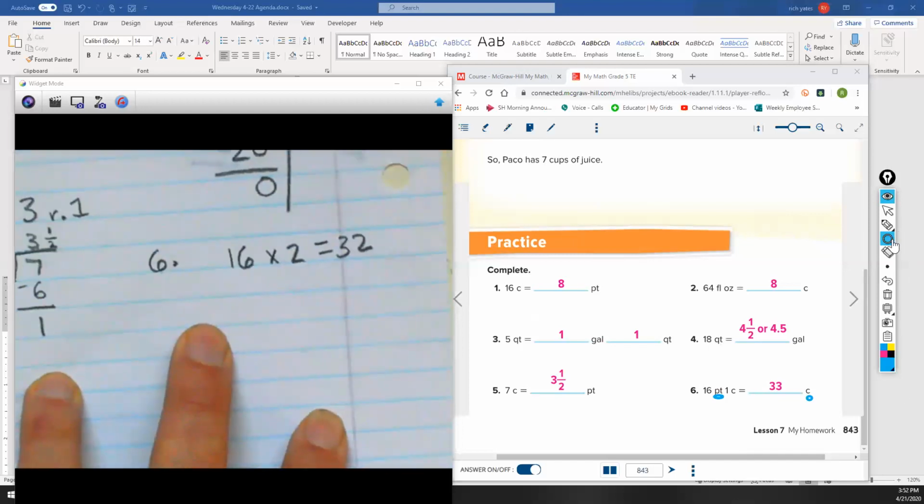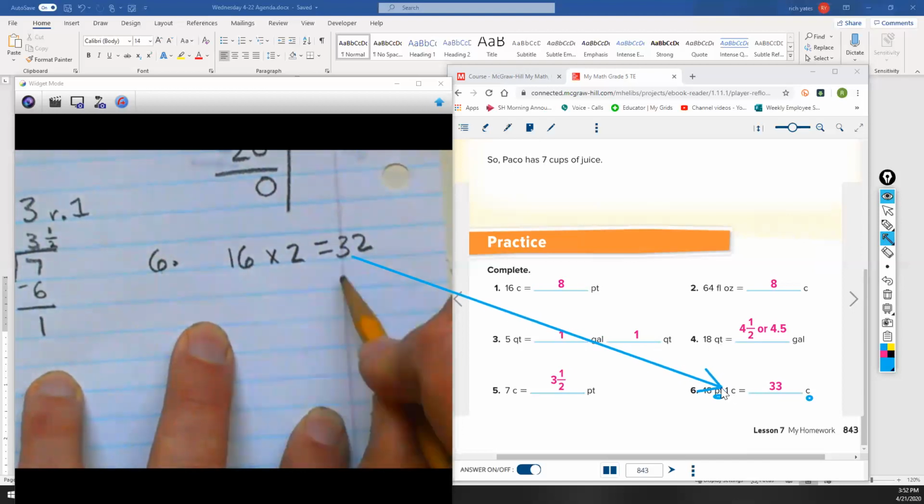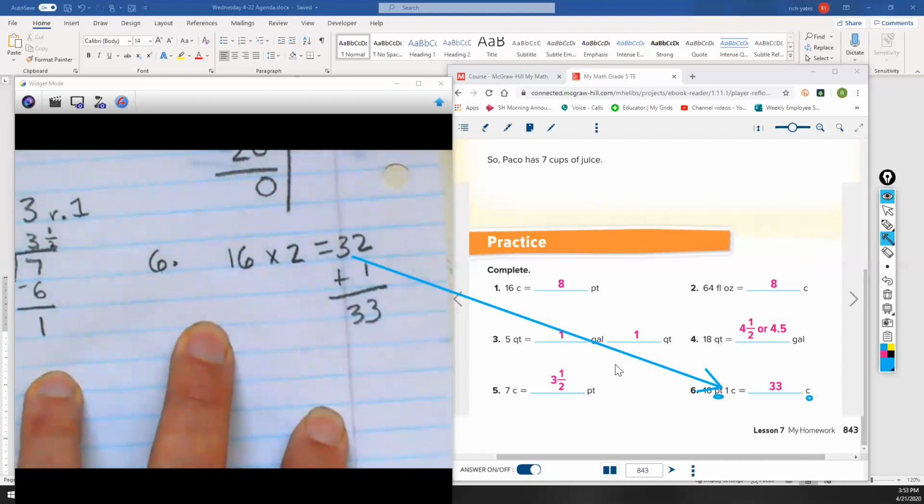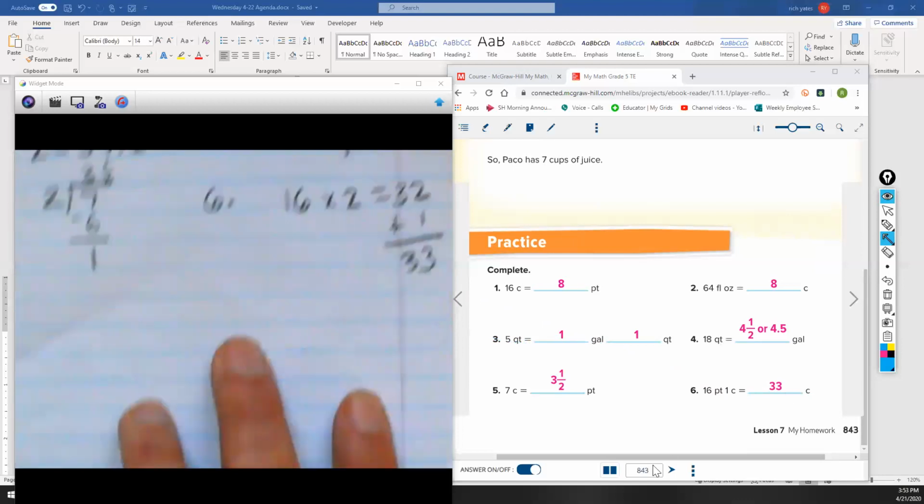Now, as I remember, I also had that 1 cup that I needed to add to my 32. So I had my 1 cup right here, and I end up with 33. And that is how I got my answer here, 33 cups. 16 pints, 1 cup equals 33 cups. Let's go take a look at the next page right now.